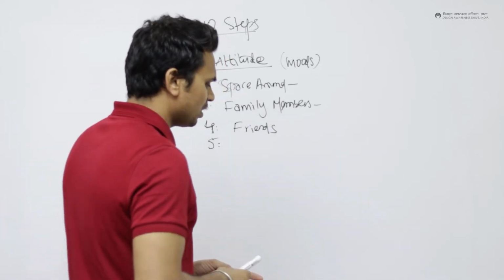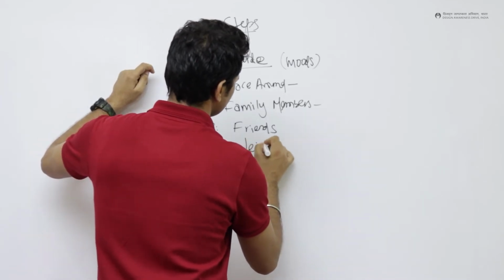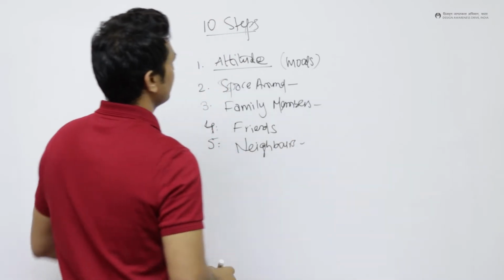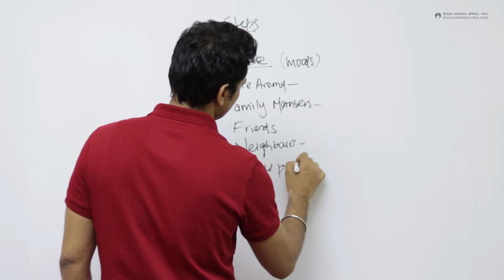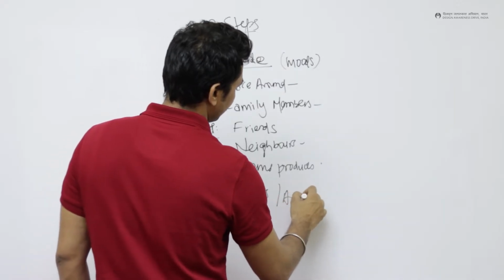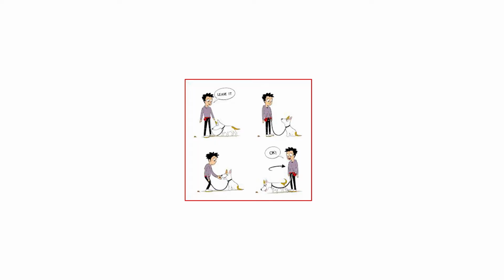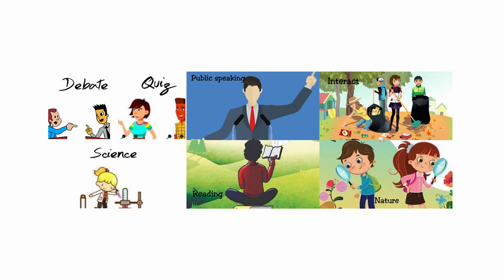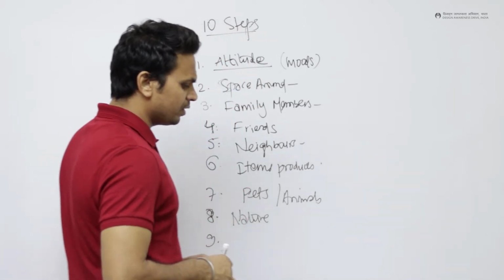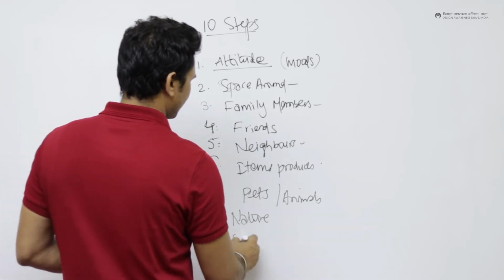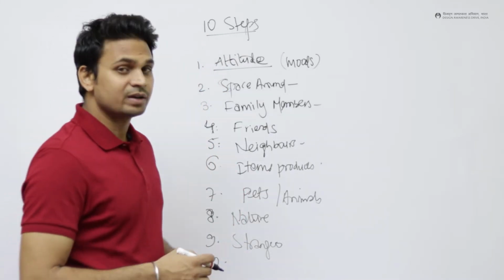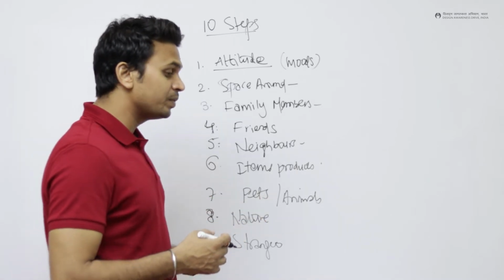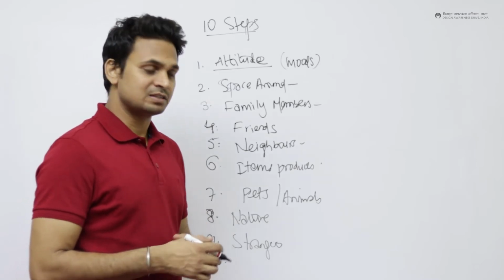Apart from that, we talk about how you interact with your neighbors. Then how you interact with the products and items that you use, right? If you have pets, how do you interact with those? How do you interact with animals, right? How do you interact with nature, right? And then you keep on seeing how you interact with strangers. How do you interact with strangers? What do you think when strangers are near you, and how do you behave with them? So I'm explaining all these points one by one once we are having the list.